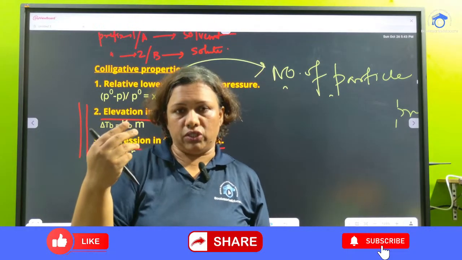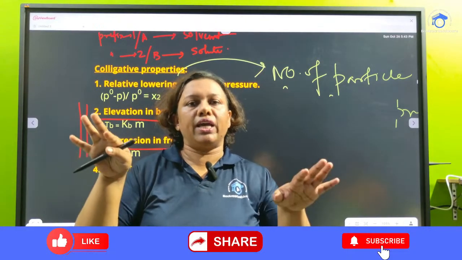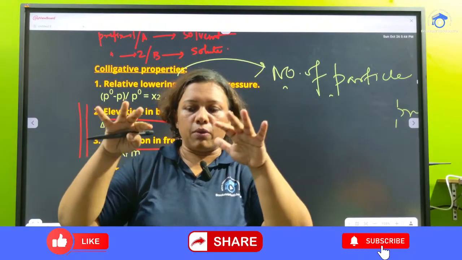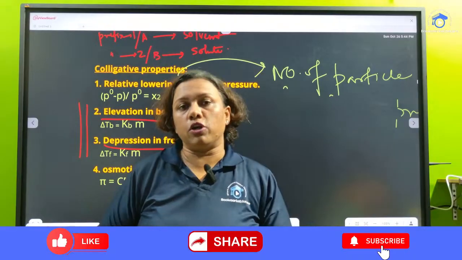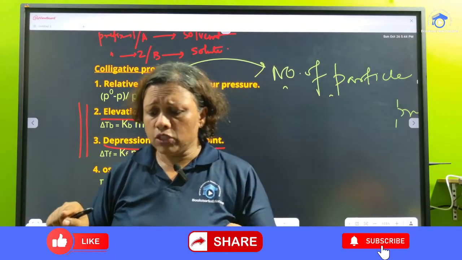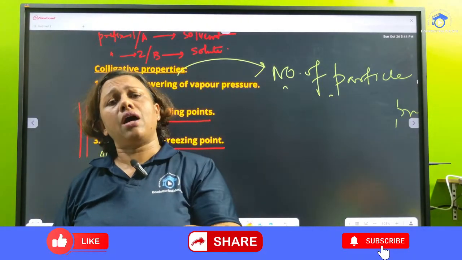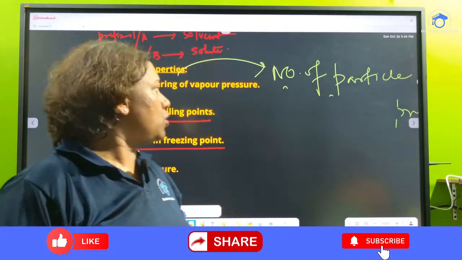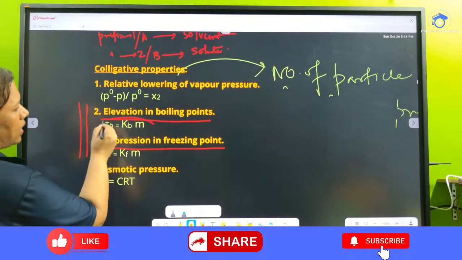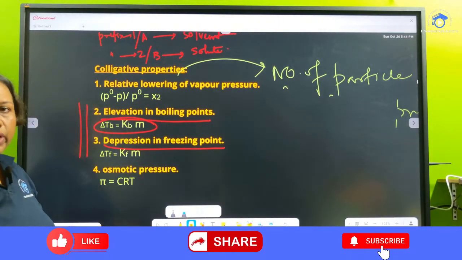we cannot raise the temperature. What we can do, we can wait till the vapor pressure of the solution becomes equal to the atmospheric pressure. So for that the temperature is going down and the depression in freezing point occurs. Okay, so इसके लिए दो formula इधर लिखा हुआ है, that is delta TB is equal to KB into m.